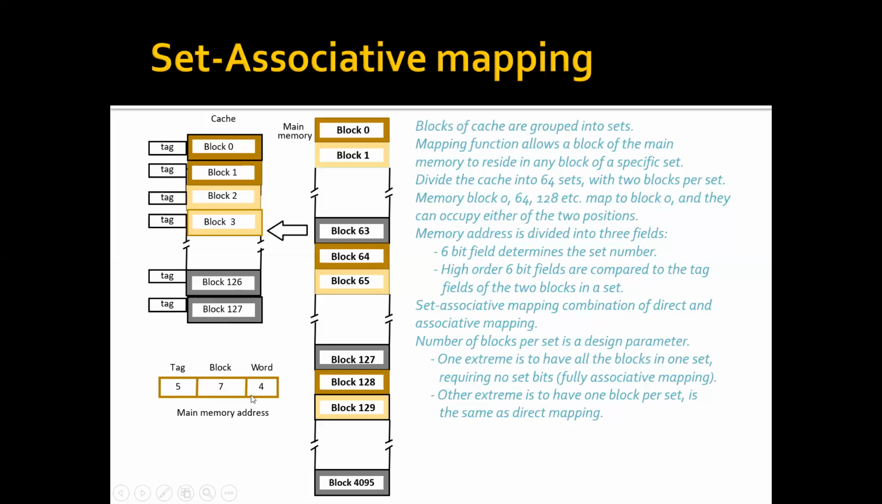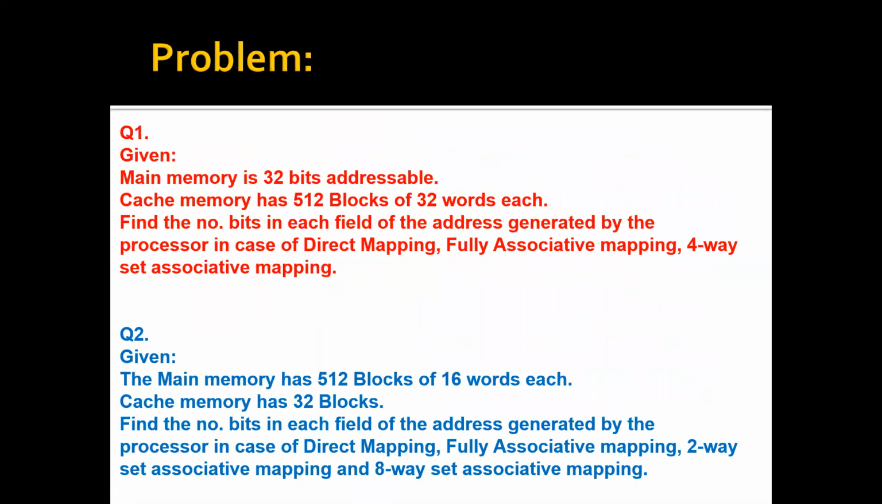As this is 5 and this is 4, 5 plus 4 is 9 bits. So 7 bits will be used as the tag bits. So this we say is the set associative mapping.